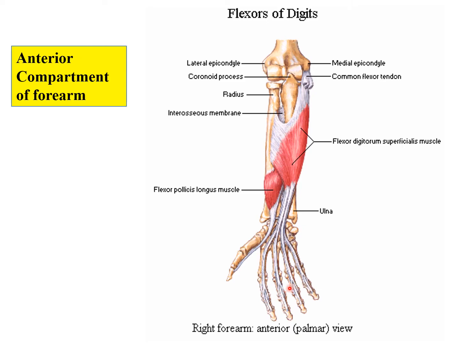Because they reach the middle phalanx, they will not only act on the wrist. The muscle passes across the wrist, so it will act on the wrist, and as it also passes across the proximal interphalangeal joint, it will act on that joint and flex the digits, the middle phalanges. That is flexor digitorum superficialis.